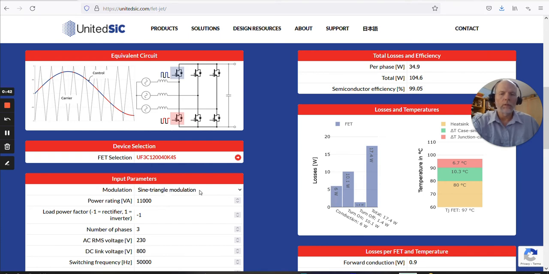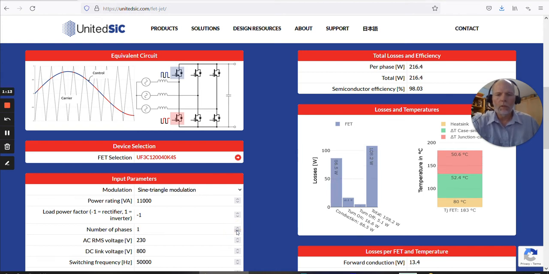selection. So we have sine triangle modulation. This is what was used in version 1 of FET-Jet Calculator. This is where we compare a sinusoidal waveform against a triangular carrier waveform and compute the losses. And with sine triangle, we can have any number of phases, so you can increase or decrease the number of phases, and FET-Jet automatically takes into account the power loss based on the number of phases and the power that you've entered, and will not allow zero or negative number of phases.